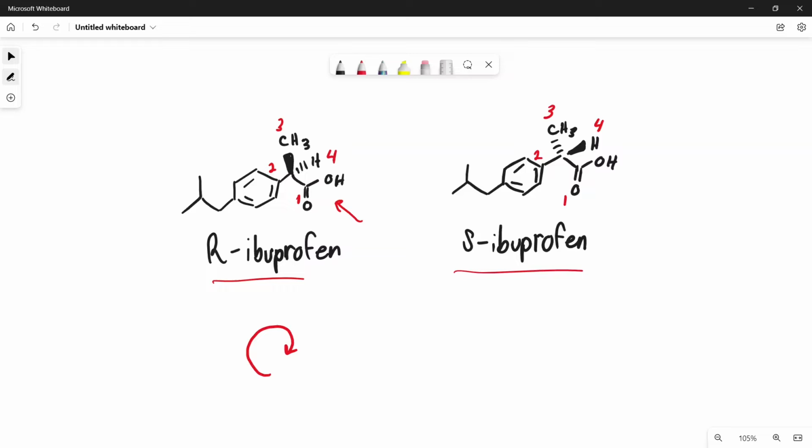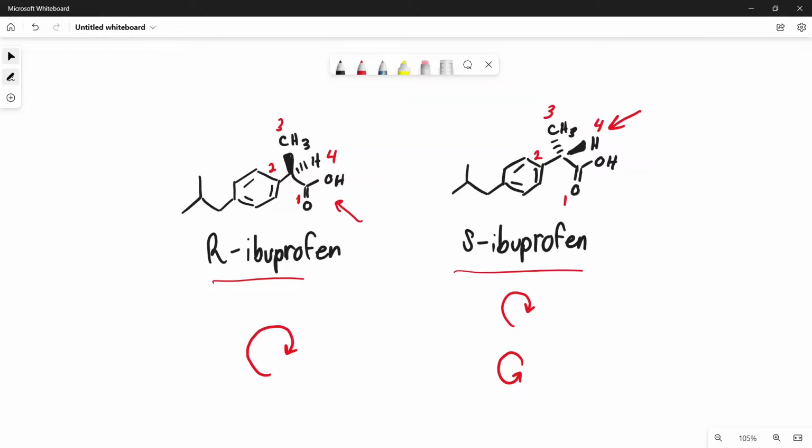But there is a simple rule where if the lowest priority group is facing forward, we could simply just switch the configuration. So originally this would be R, 1, 2, 3, 4, as you can see. Since it's R, once you do change around the molecule and put the hydrogen all the way towards the back, since it's the lowest priority group, then it flips around and it actually becomes S. Hence why it's S-ibuprofen.